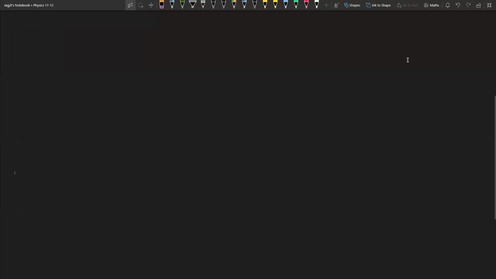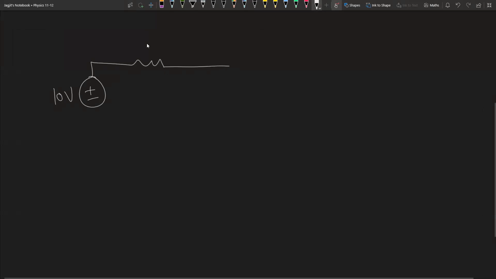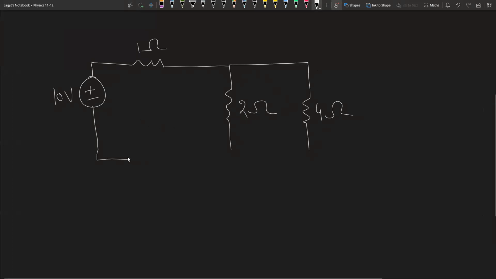So far, we've seen our series circuit and a parallel circuit. Next up, what I'm going to do is combine them. So let's say this is 10 volts. I have a 1 ohm resistor here, and then a 2 ohm resistor here, and I add another 4 ohm resistor. And then I add a 1 ohm resistor here.